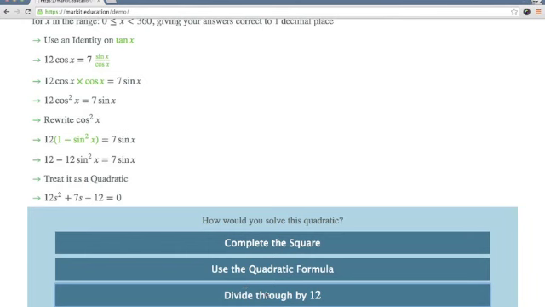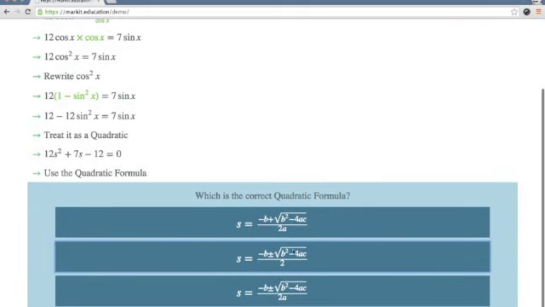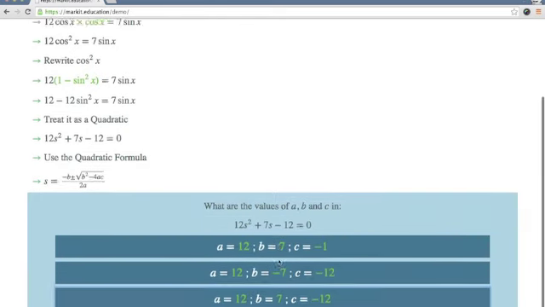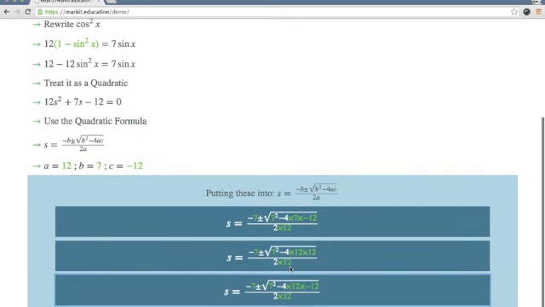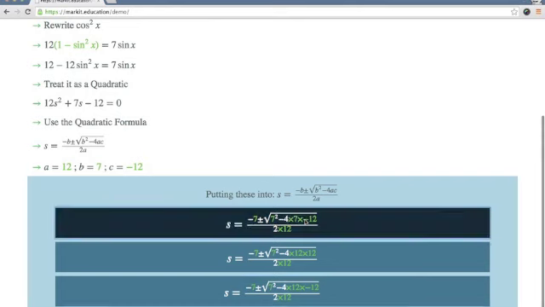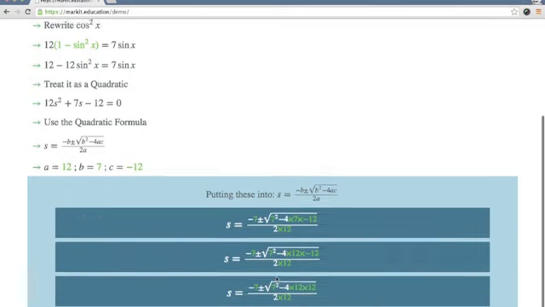The approach here should be to use the quadratic formula. They then have to pick the correct formula, choose the correct constants, and the correct formula with the constants. Oh, got that wrong. And it puts in red exactly what I substituted here. That was incorrect. A was not 7. So I need to try again.